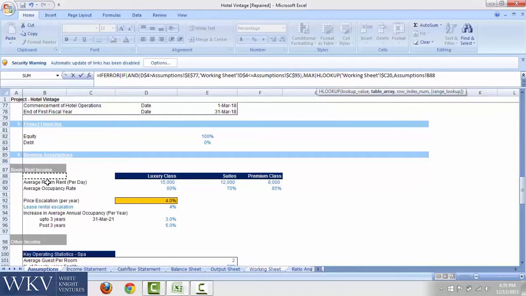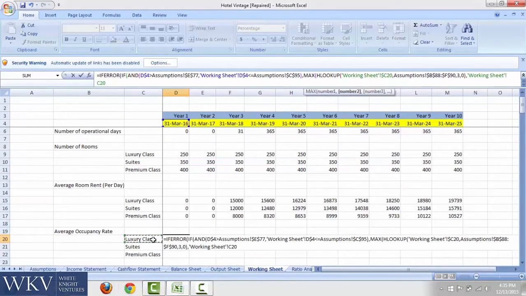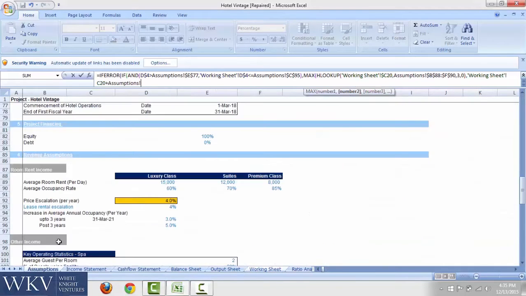This can be done by using the AND formula and the MAX formula, which was used in the average room rents calculation as well. If the date does not lie between these two dates, then it can either fall before the commencement date or after 31st March 2021. For this, we use the IF formula again and tell Excel to give me 0% occupancy rate if the date lies before 1st March 2018. Otherwise, give me the prior year's occupancy rate increased by 5%.